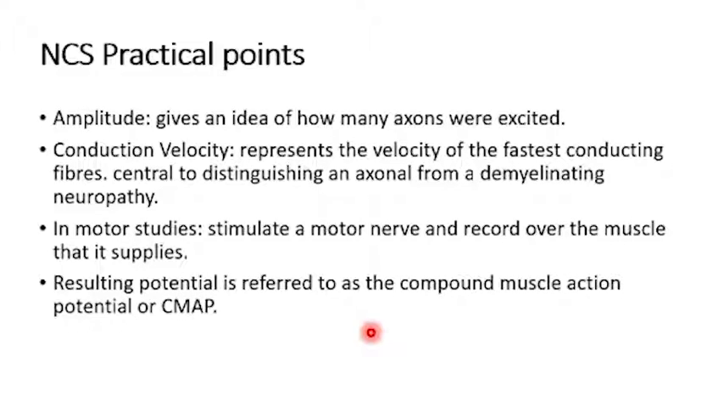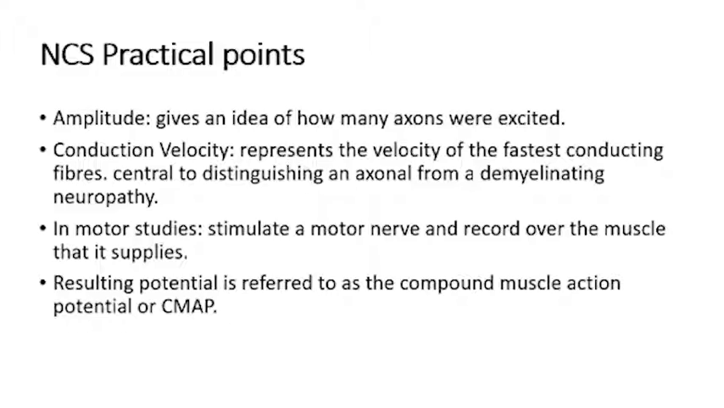Now, in motor studies, what happens is you stimulate a motor nerve and record activity over the muscles that it supplies. The resultant response is what is referred to as the compound muscle action potential, the CMAP, that you normally come across. What we are describing is the distal latency, the duration, the amplitude, and then you calculate the velocity.